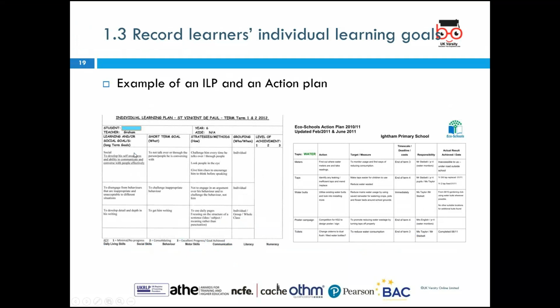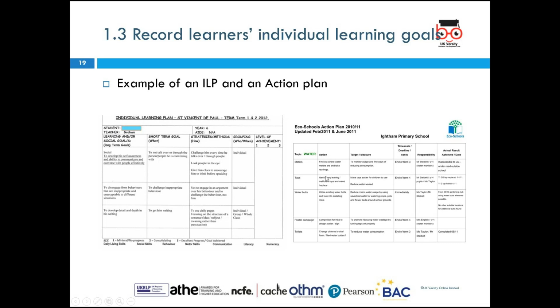So yeah, it's just a learning plan based on a particular student, going through what their development is going to be, what the short-term goals are, how you're going to do it, what sort of grouping it's going to be. Is it going to be a class activity or individual activity, and when it's going to be done by.